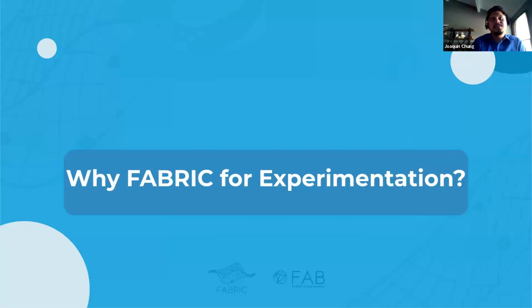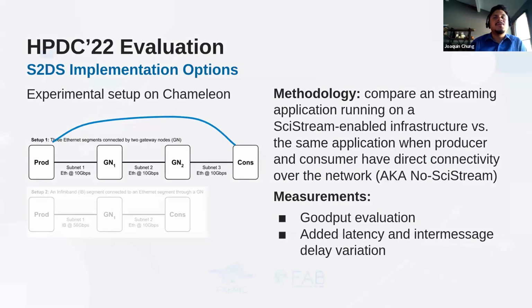So why did we decide to go with FABRIC? To explain this, let's go back in time before 2022. We were developing SciStream, and at the moment we wanted to evaluate the performance of the SciStream data plane, this idea of using proxies to create these bridges. At the moment, our option was Chameleon Cloud. If you're familiar with Chameleon, you can request bare metal nodes, and back then, Chameleon would allow you to deploy nodes with 10 gigabit per second Ethernet connections. We were also able to get InfiniBand, but I'm not going to show these results here.